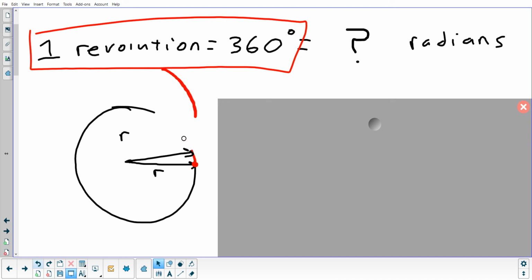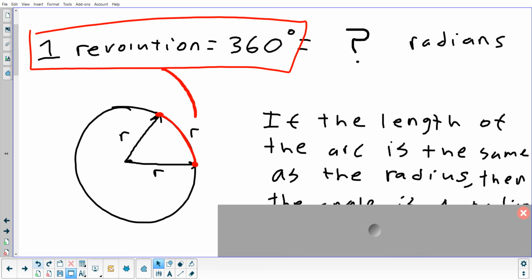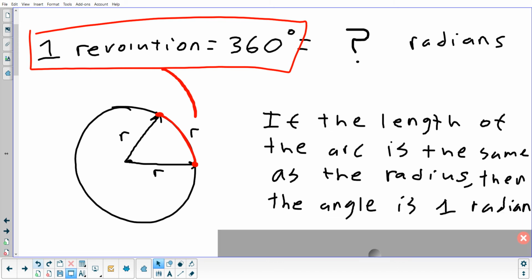Now, the arc is only that tiny little section. That's a lot smaller. But another thing that could happen is the arc could come out exactly the same size as the radius. It'd be pretty rare for that to happen, but it could. And if the length of that arc in red came out to exactly the same size as the radius, then what you've just drawn is an angle that is exactly one radian. That's the definition of a radian. It's when you draw an angle in a circle, and the length of this intercepted arc comes out exactly the same size as the length of the radius.